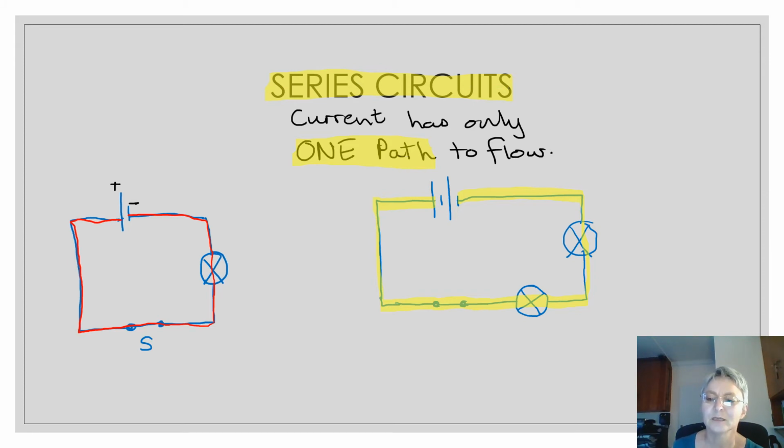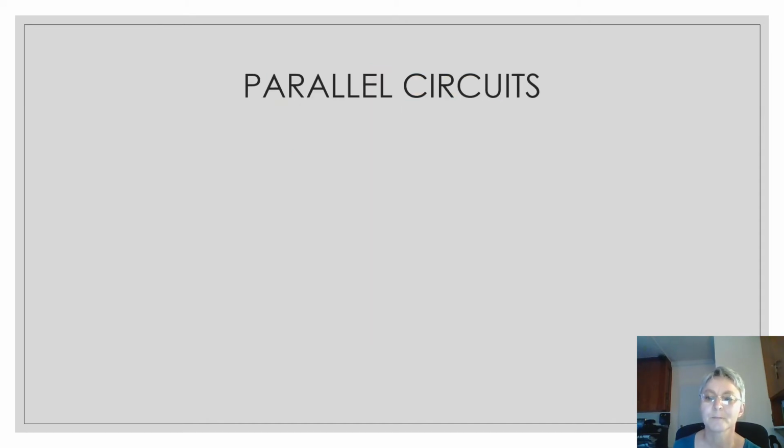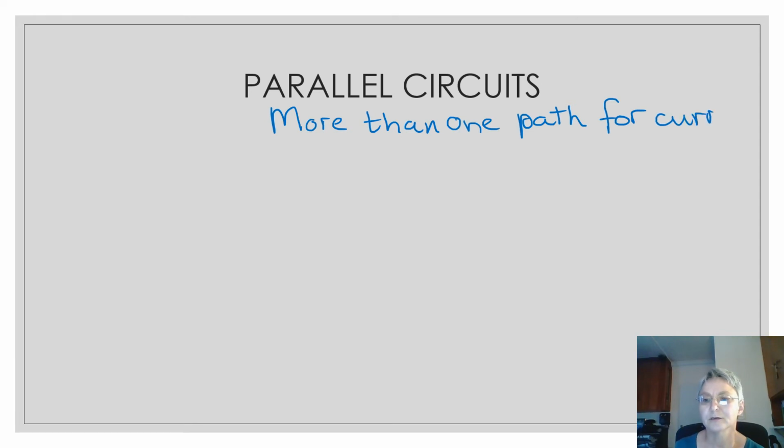Right, so next slide I'm going to discuss a parallel circuit. Keep in mind a series circuit, only one path for the current to flow. Now, for a parallel circuit, you have more than one path for current to flow. Let's see what that would look like in a circuit diagram.